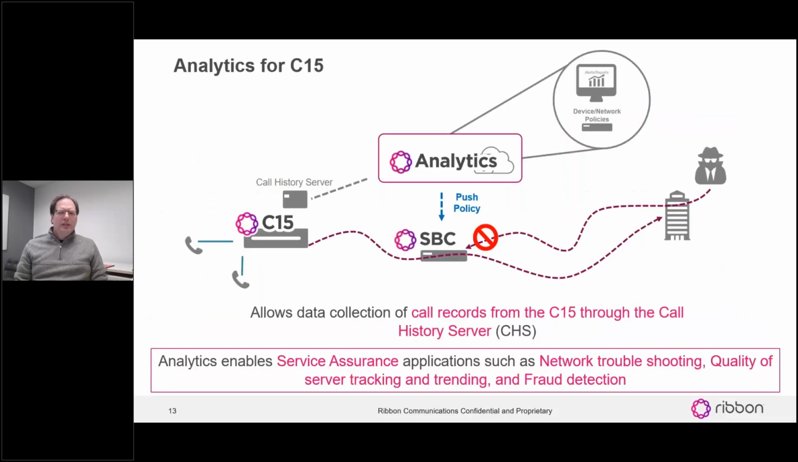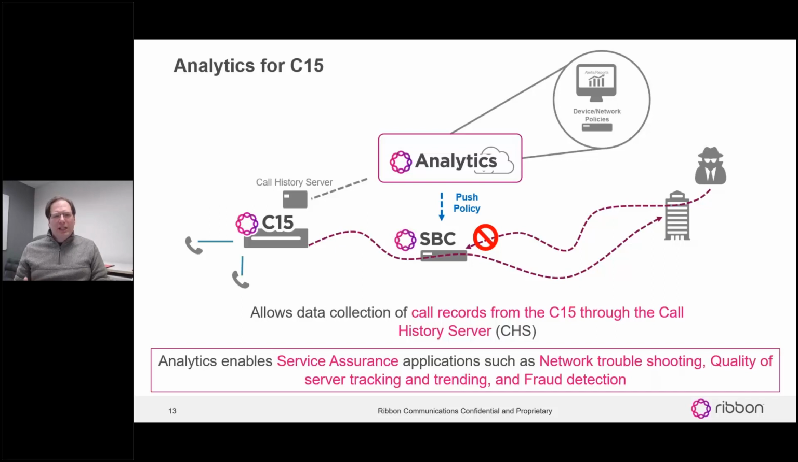So pictorially, here's kind of how we fit in the picture here with the C15. We can tie in, and analytics does play into the SBC and the C15. We are reading information out of the call history server to analyze the call processing that the C15 is doing. We can then react to that, make reports from that, analyze that capability, and then also push policies down into the SBC itself. Or we can interact and provide even further analysis up to the IDH if you're doing a call trust solution with Ribbon.